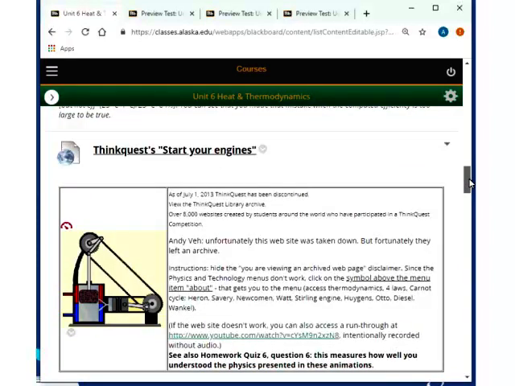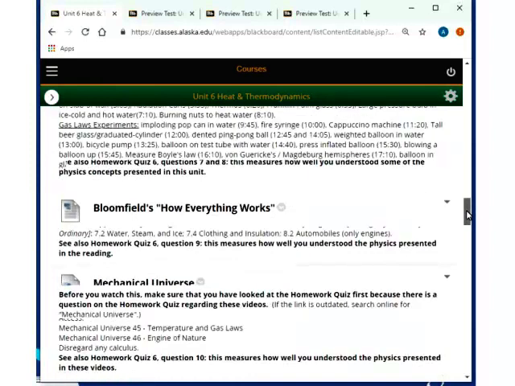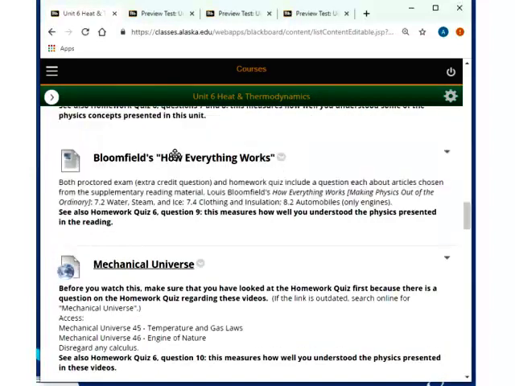It's a really nice website that was actually taken off the web, but fortunately it's archived. And it really shows great animations of various heat engines. These are also out of the ordinary, so a number of heat experiments and gas law experiments that I do, which are covered on the homework quiz. By the way, this particular unit covers a total of 4 chapters, which is also a little bit more than usual.